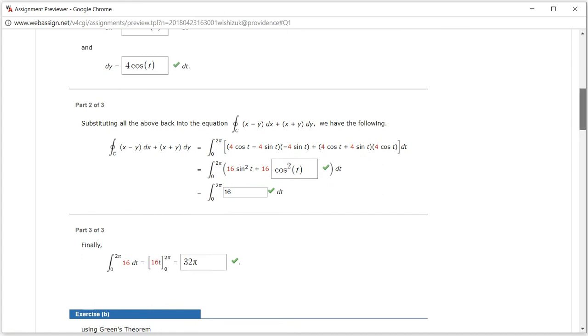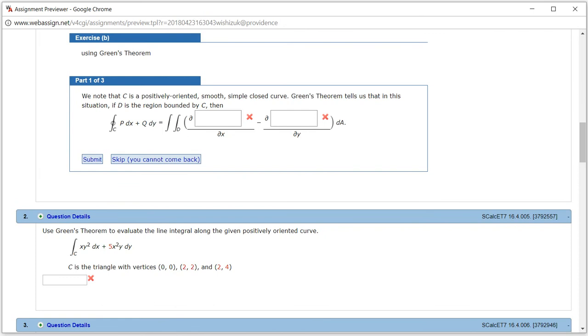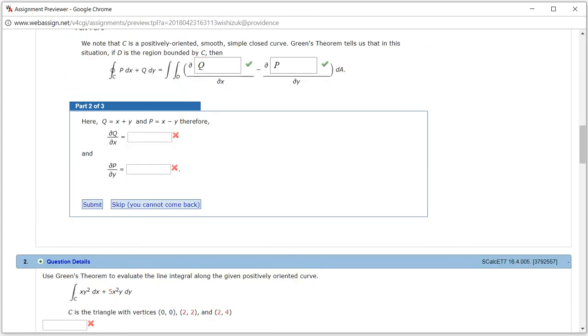Let's look at part B. I'm going to click to begin. For this one, we have to use Green's theorem, and according to Green's theorem, we're going to have the partial of Q right here, minus the partial of P right there. Let's submit. It came back and it looks like we got part 1 correct.